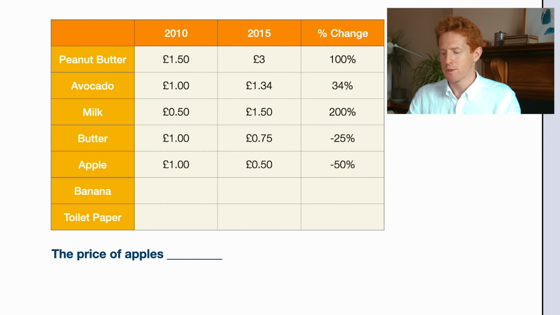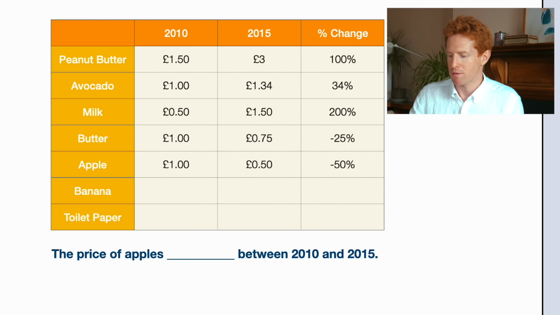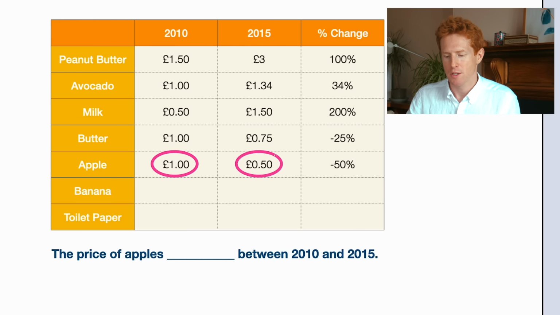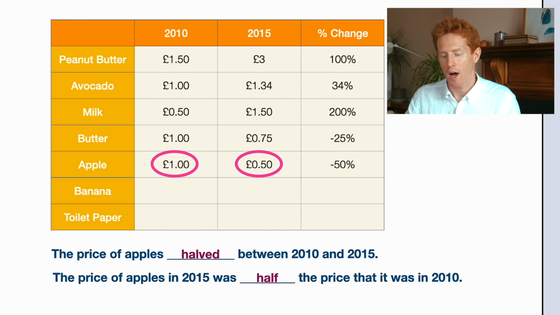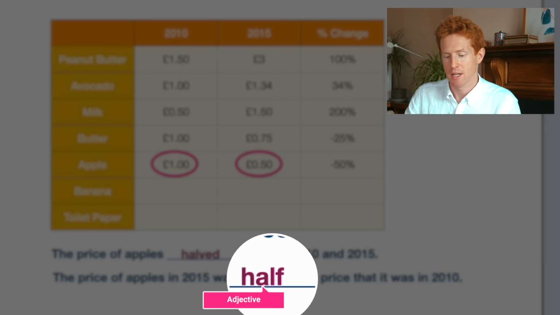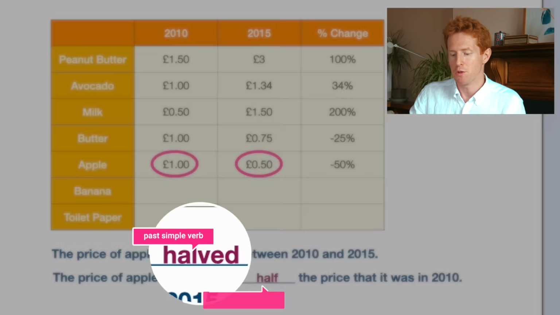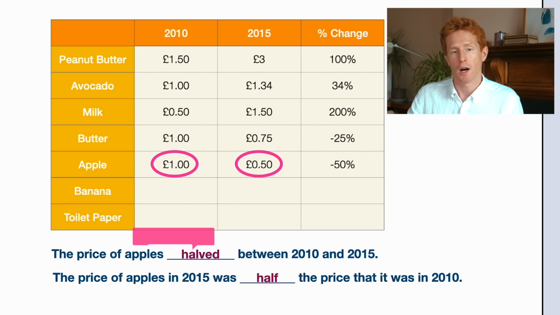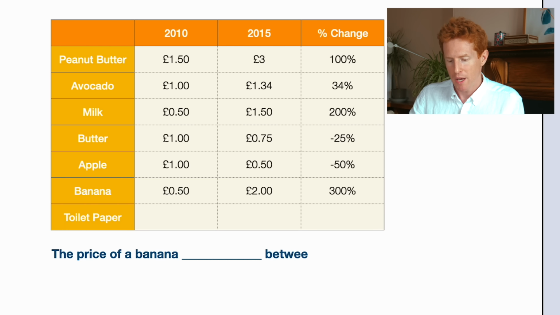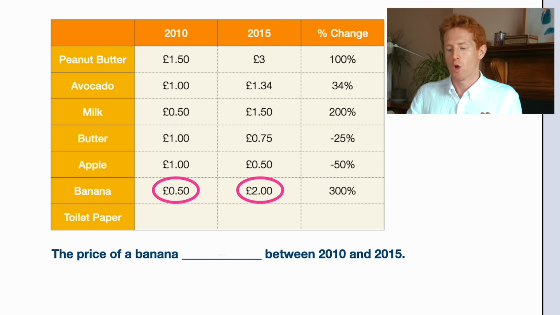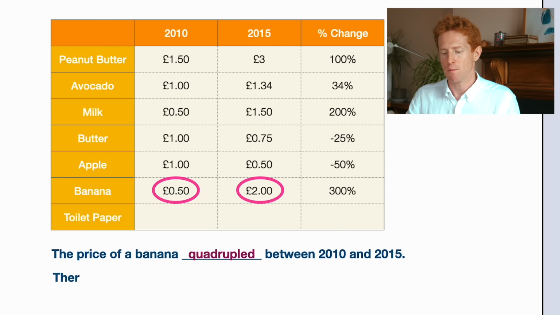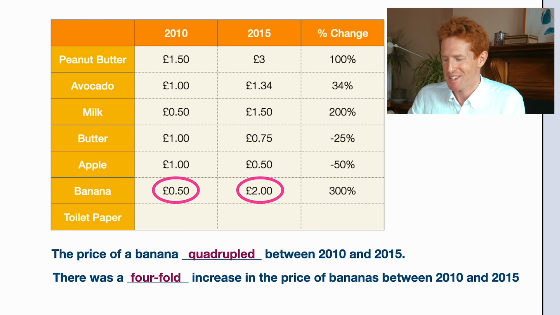Apples. The price of apples between 2010 and 2015. So they've gone from £1 to 50p. They've decreased by 50%. They've halved. Or the price of apples in 2015 was half the price that it was in 2010. If you're using the adjective, you'd use an F. And if you're using the verb, you'd use a V. So halved or half. What about bananas? Well, the price of a banana, so from 50p to £2, quadrupled between 2010 and 2015. So 50p to £2 is a 4-fold increase, is the answer for the next one.